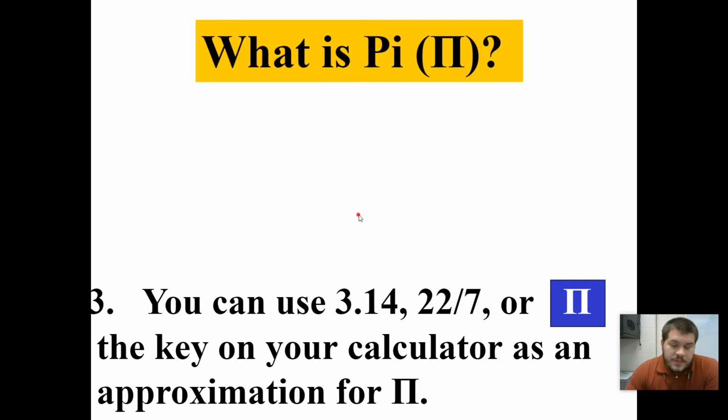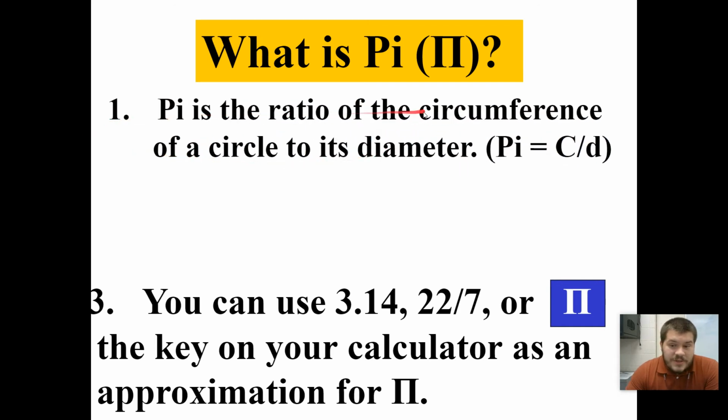So what is pi? Well, you all probably heard of it before and recognize the symbol, but pi is the ratio of the circumference of a circle to its diameter. So if I divide a circumference by a diameter, I get pi.